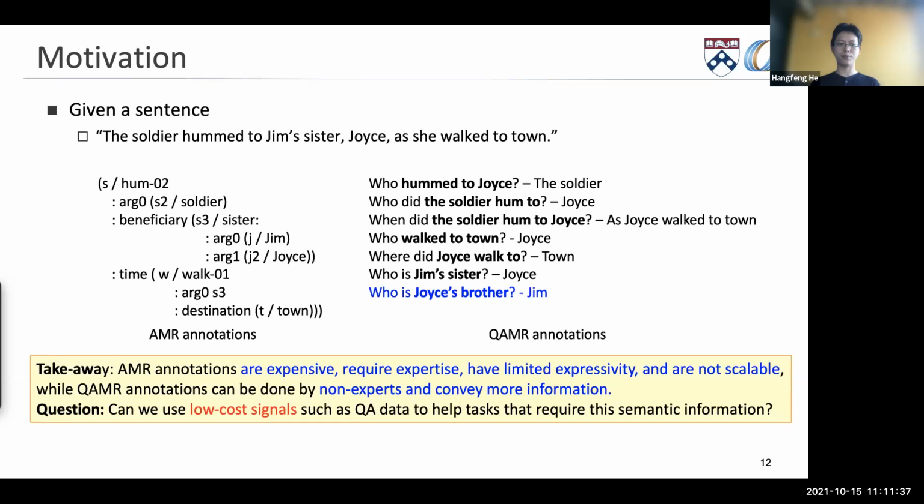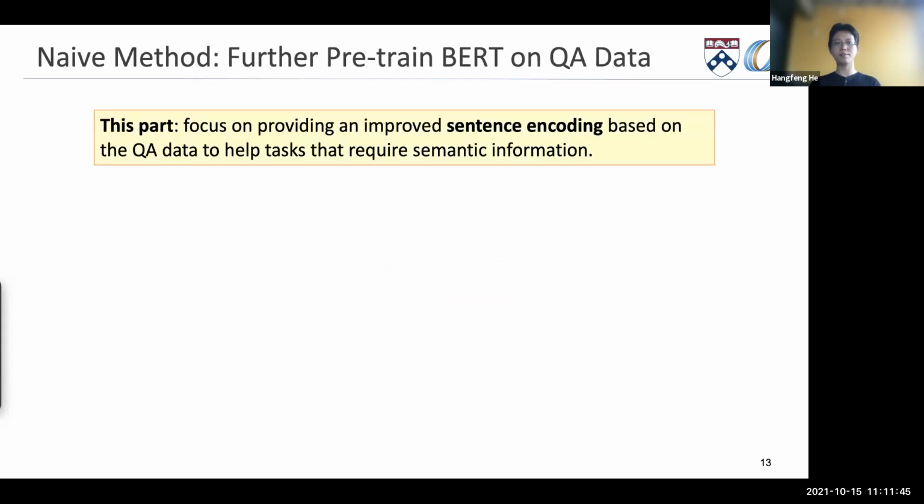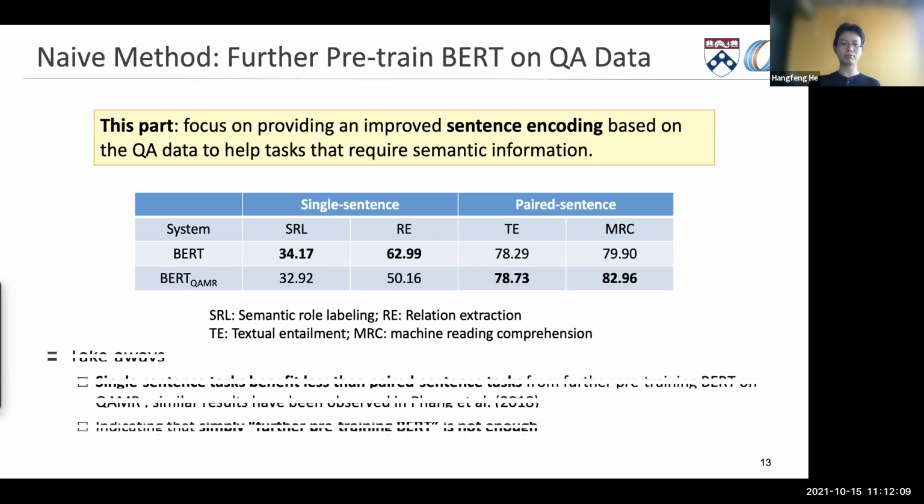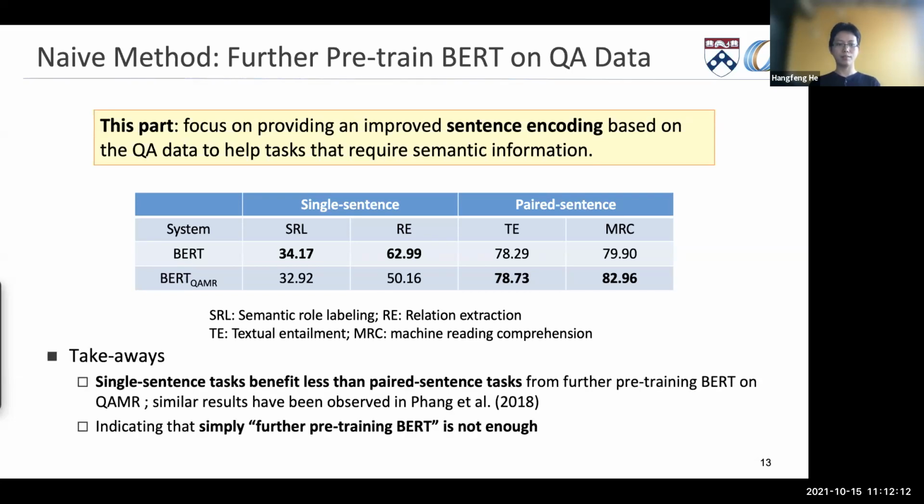A natural question here will be, can we use low-cost signals such as QA data to help tasks that require this semantic information? In this part, we focus on providing an improved sentence encoding based on the QA data to help other tasks. A naive way is to further pre-train BERT on the QA data. However, when we compare BERT pre-trained on QAMR and BERT itself, we found that further pre-training on QAMR can be helpful for paired sentence tasks, but can be harmful for single sentence tasks. The takeaway here is that simply further pre-training BERT is not enough.